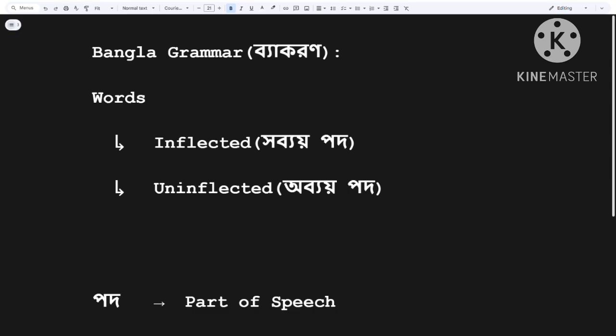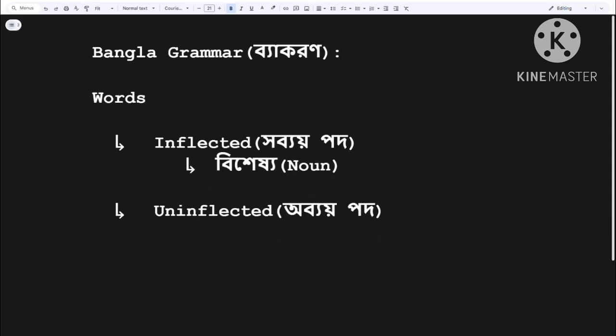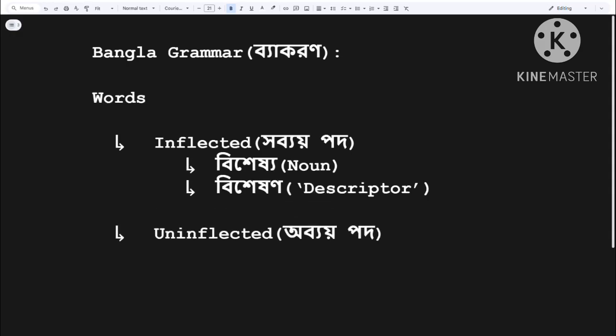Let's start with the shop by pod. A bishesho is what we could call a noun. It's anything you can name. In fact, there are some languages where the words for name and noun are identical. Next is bisheshon pod, which is kind of what we would call an adjective, but not really.